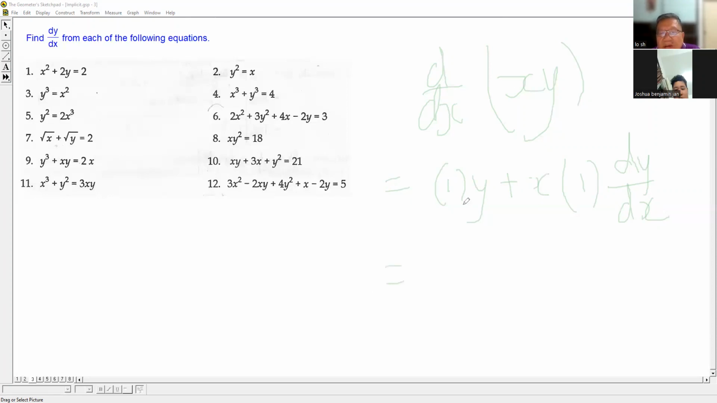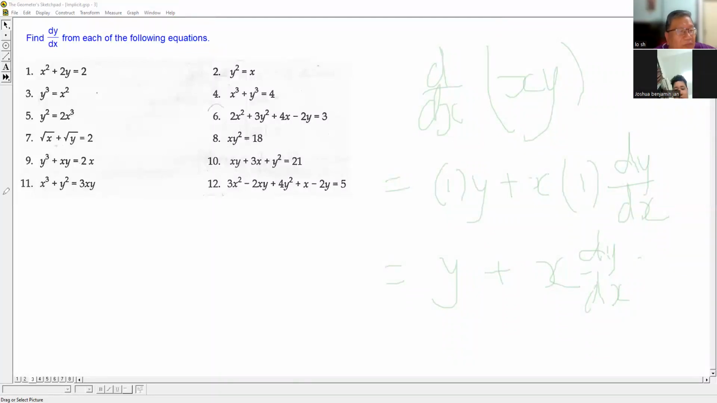So simplify, 1 times y is y, then x times 1 is x. By the way, where to get the 1? You differentiate y, you get 1. Then you put dy/dx behind, right? The 1 dy/dx comes from this differentiate y. So 1 times dy/dx is also dy/dx. So the answer is y plus x dy/dx.